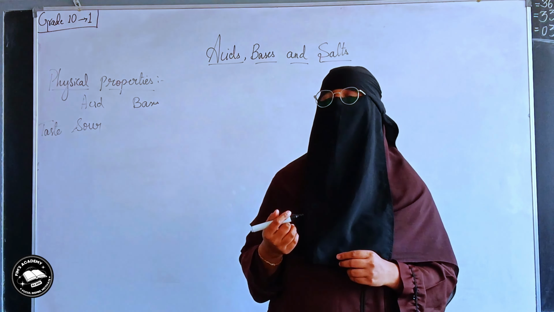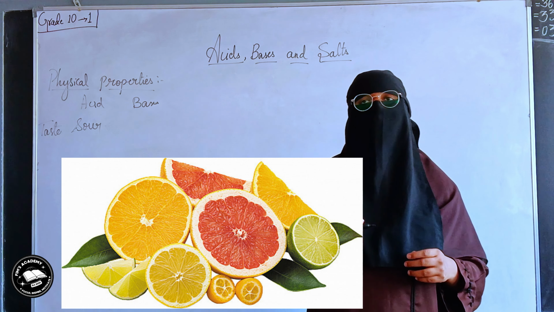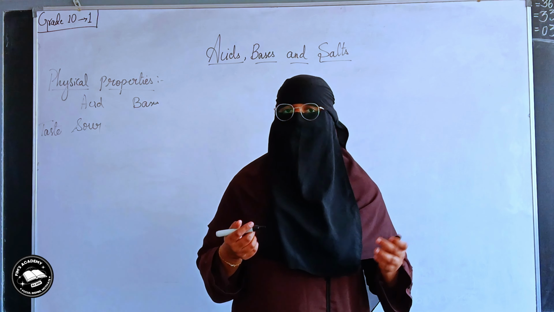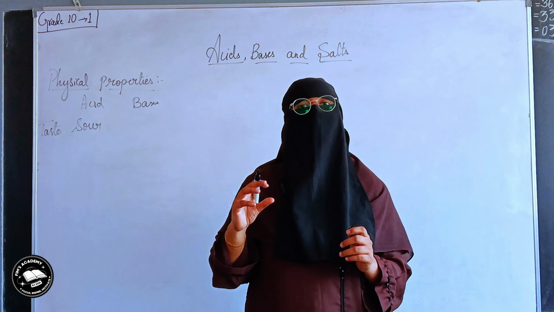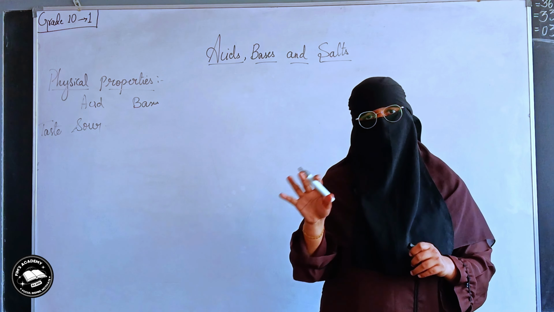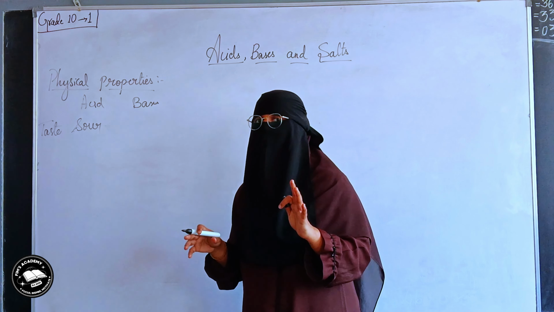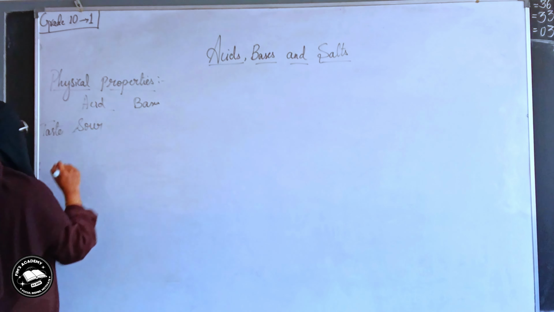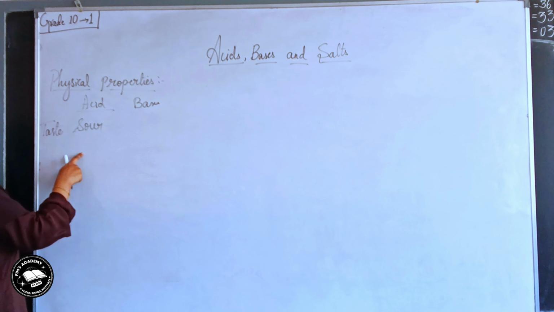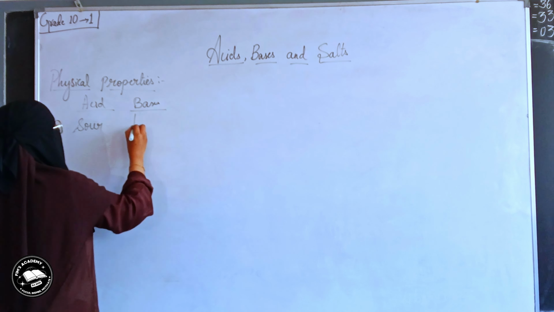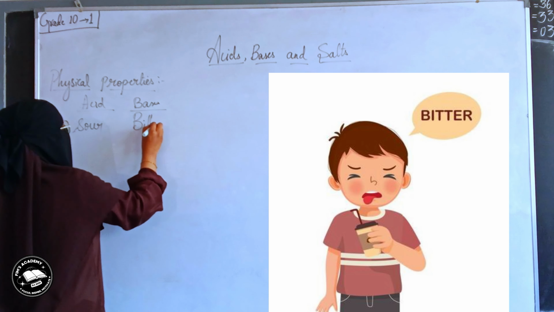For example, if you talk about citrus fruits like oranges, lemons, all these fruits, they are sometimes sour in their taste. Lemon, for sure it is sour, but even oranges sometimes are sour in their taste because of the presence of acid. So basically acids are sour in their taste. If I talk about the bases, they are basically bitter in their taste.